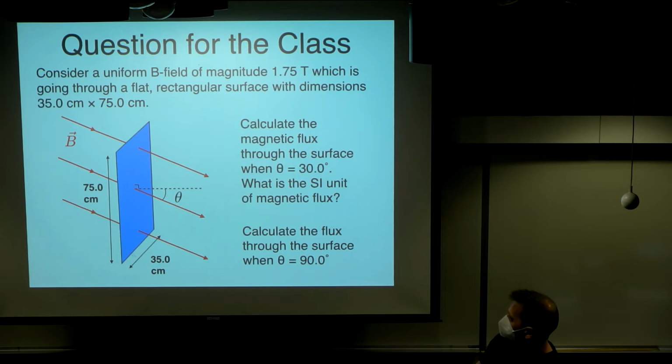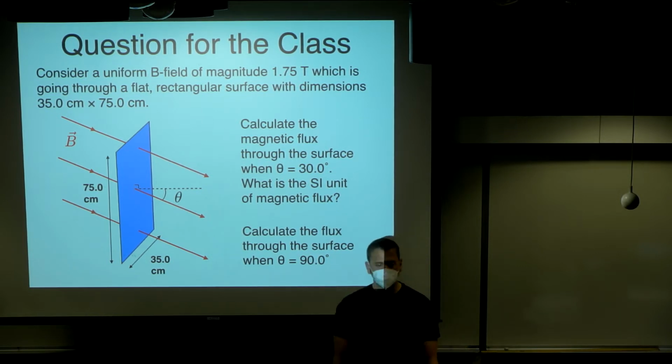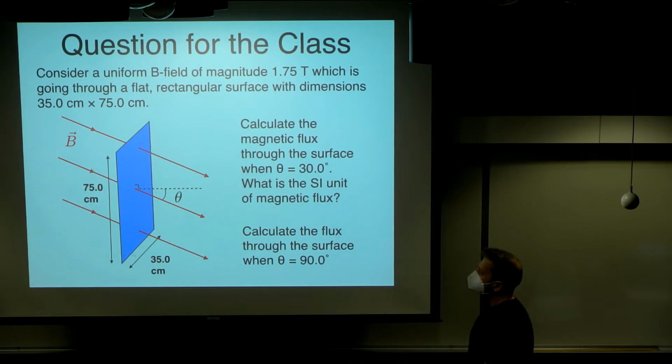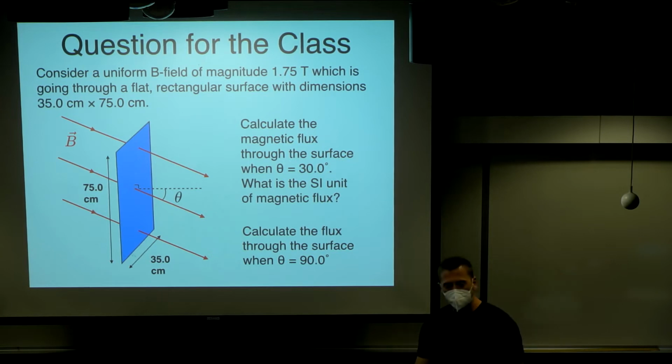Let's say we have this kind of situation where we have a flat surface with dimensions 35 centimeters long and 75 centimeters high. Okay? There is a B field with a magnitude of 1.75 Tesla going through this surface. And let's say the B field is uniform, so it just has a value of 1.75 Tesla everywhere. That's not changing from place to place, right? So one thing that we can mess around with is the angle that the B field lines go through the surface. I'm calling that theta here.